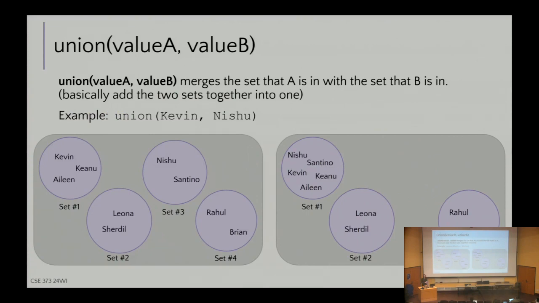Again, this is unordered, right? That is one of the key things about a set. A set is optimized for lookup. It's optimized for just associating things together. Doesn't matter who comes before what. So if I called a union of Kevin and Nishu on this disjoint set, I would see Kevin's over here in set number 1 and Nishu's over here in set number 3. So what's going to happen is I just mash Nishu and Santino together with that existing set, thus eliminating set number 3 and growing set number 1.